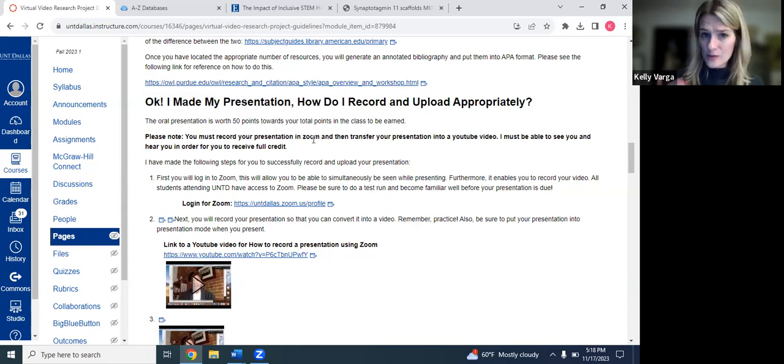And again, this is a tool. It's a resource that you can use if you're looking for future jobs as well, right? This is an example of a presentation that you've put together. So you must record your presentation in Zoom and then transfer it to YouTube. The reason I do this is so that you have access to it forever. Once you leave the university, you don't have access to Zoom anymore, right? But you will always have access to YouTube through creating your own little space and uploading it.